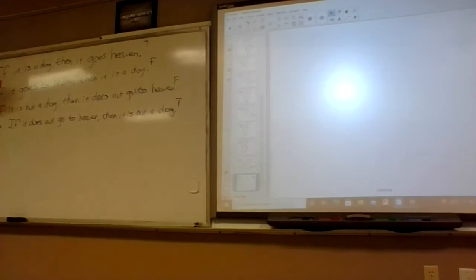So anyway, these two are the same thing. And these two are the same thing. So if this one's true, this one will be true. If this one's false, this one's false. Same thing with the converse and inverse. These are contrapositives of each other.